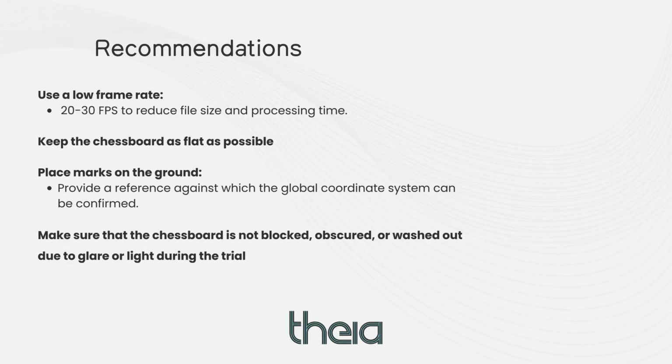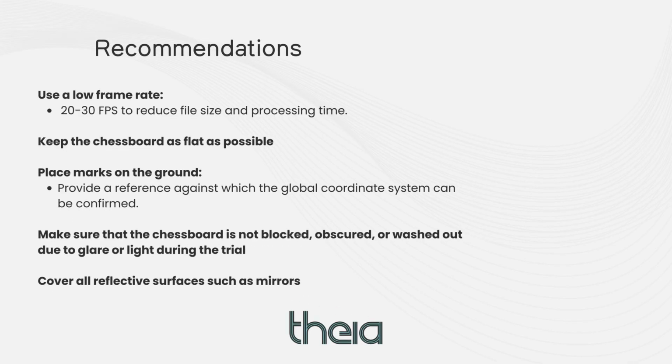Some recommendations for recording extrinsic chessboard calibration trials are as follows. Use a low frame rate, such as 20 or 30 frames per second, to reduce file size and processing time. Keep the chessboard as flat as possible throughout the calibration trial. Place marks on the floor or align the chessboard to existing marks that will provide a reference against which the global coordinate system can be compared when processing movement trials.